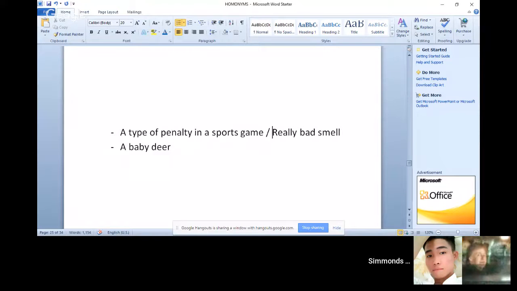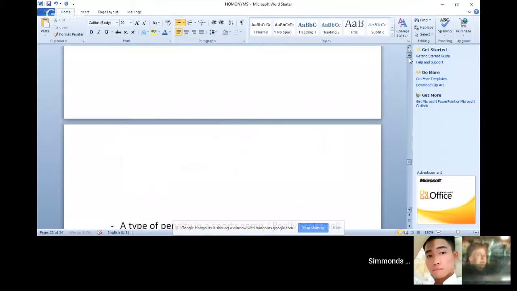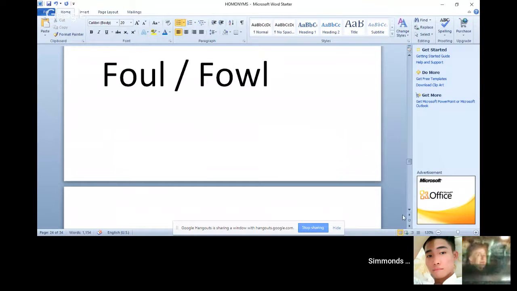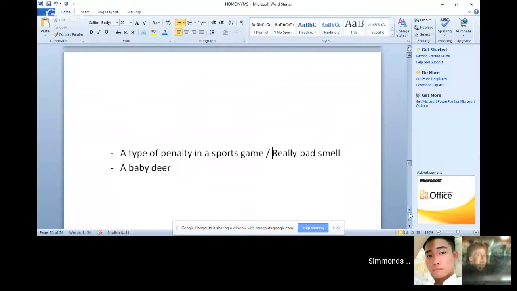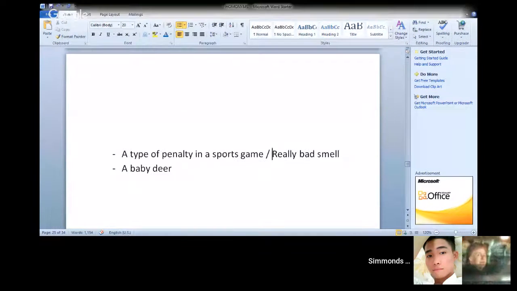Perfect. And then the other one with the W, fowl, is a baby deer. Oh, like Bambi. I see. You didn't even see the movie Bambi? Of course. Yeah, a baby deer, fowl. Now I'm second guessing myself because I looked it up and it said it's a type of poultry. You know, poultry is like the birds that we eat. Turkey and chicken.